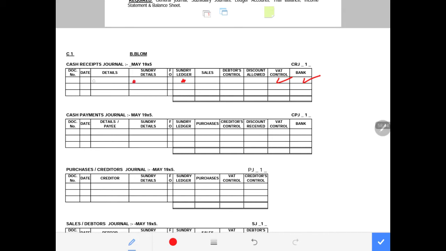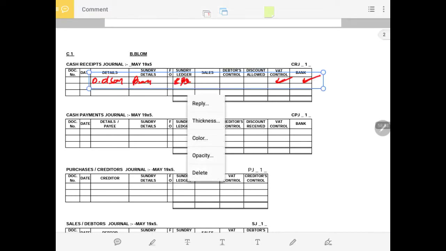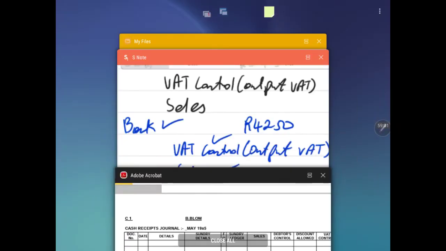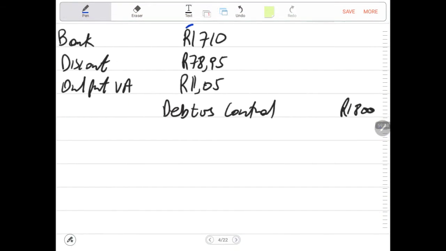Under details, you write the name of the debtor, O. Olsen. Here you write bad debt recovered. Here is 877. Here is the amount of VAT. Here is the amount of bank. And you are done with the subsidiary journal at the same time with the general journal. For this one, same thing. Now you record under bank this amount, and these two figures become negative in the subsidiary journal, please, not in the general journal. These two become negative in the subsidiary journal, and under our debtors control we have 1,800.